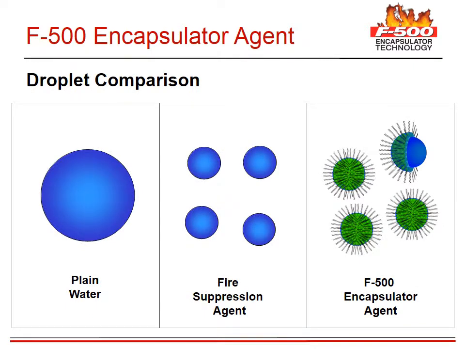Notice the size of the plain water droplet compared to the fire suppression agent and the F500 encapsulator agent. Both the fire suppression agent and the F500 have wetting agents that reduce the surface tension of the water and allow it to have smaller water droplets. This allows fire suppression agents to help water be more effective, but F500 goes a huge step further by encapsulating each small drop. Rather than just presenting small droplets of water, the tiny encapsulated droplets will seek hydrocarbon molecules and envelop them.